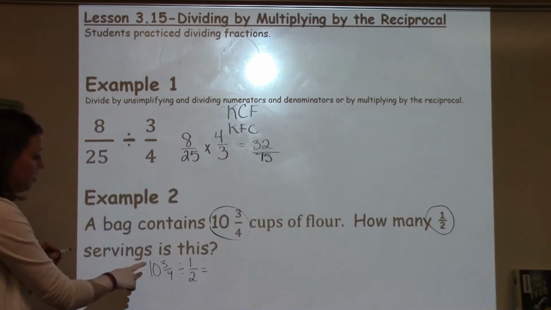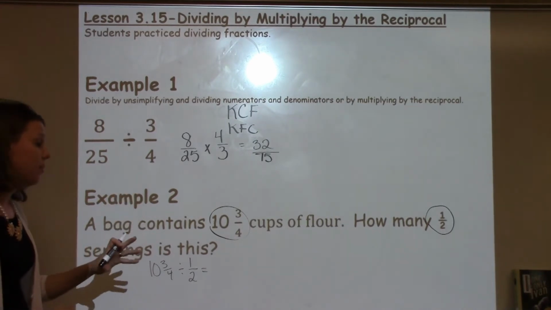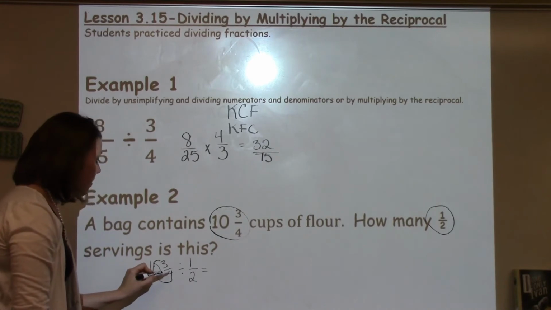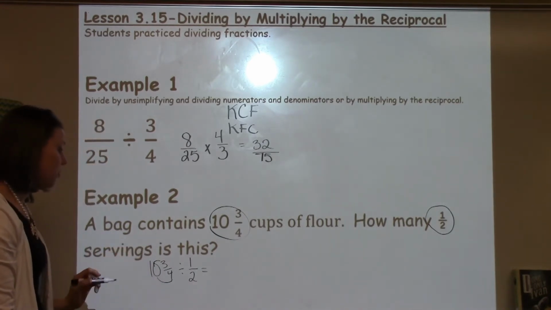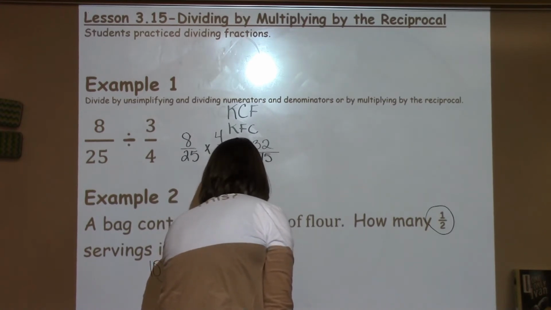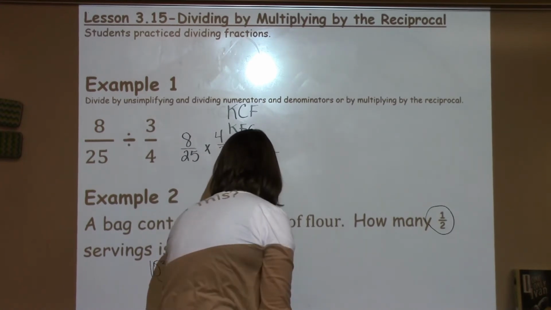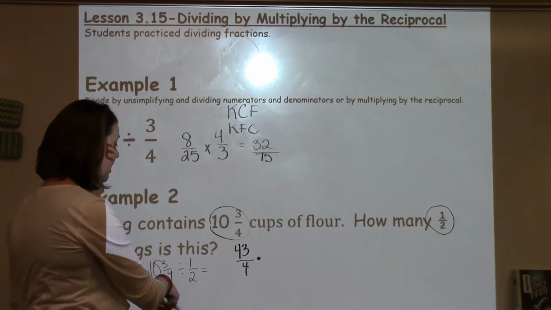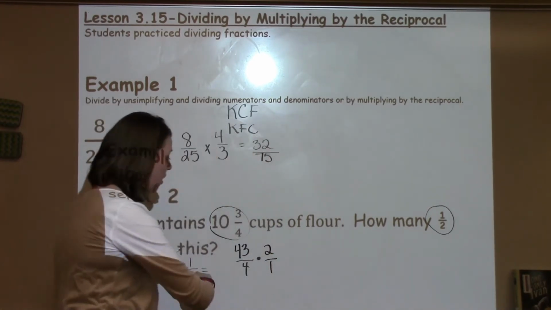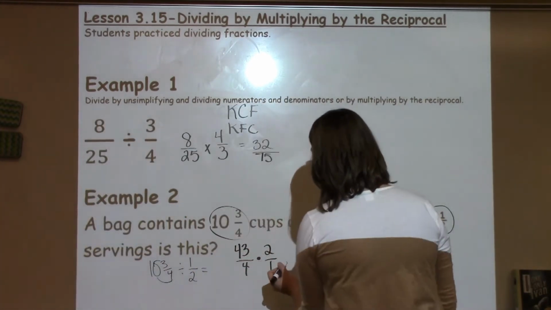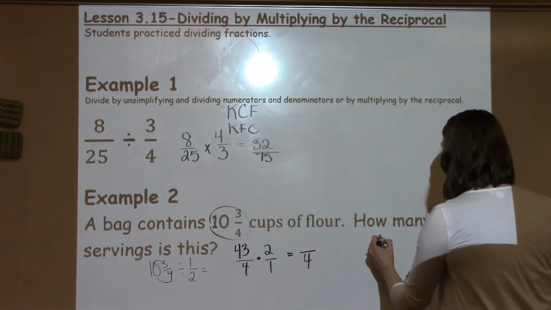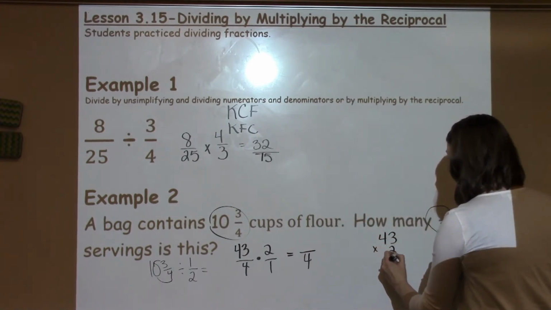Now the first thing I have to do is go ahead and change my mixed number into an improper fraction. So I'm going to multiply and then add. So I've got 4 times 10, which is 40, plus 3 more is 43. So I have 43/4 times my 1/2. And then I need to flip that over. So it's going to be 2/1. Okay, simply looking across, I can go ahead and multiply. I've got 4, and then I need to take 43 times 2.